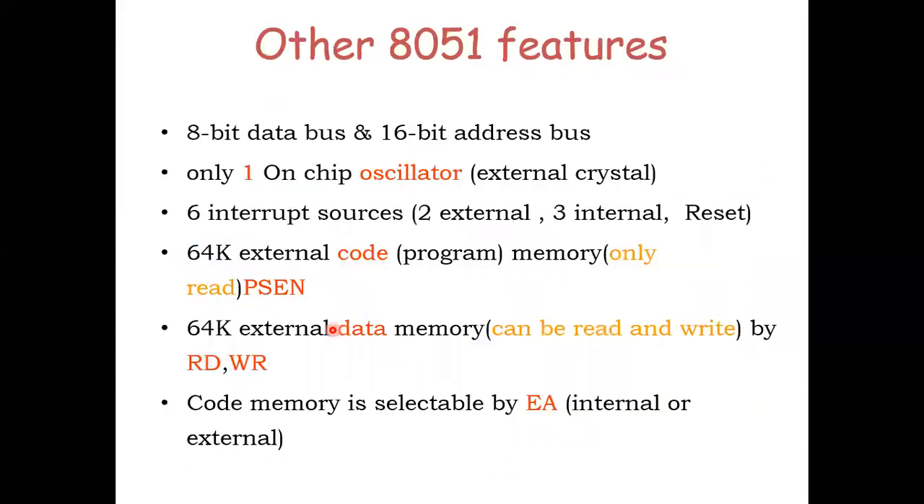Features of the 8051: it has an 8-bit data bus and 16-bit address bus, only one on-chip oscillator with an external crystal oscillator, and 6 interrupt sources: 2 external, 3 internal, and reset. 64K external code memory, that is program memory, is read only, and PSEN is used for selecting the external memory. 64K external data memory can be read and written by the RD and WR instructions. Code memory is selectable by EA, that is external access, shortly written as EA.